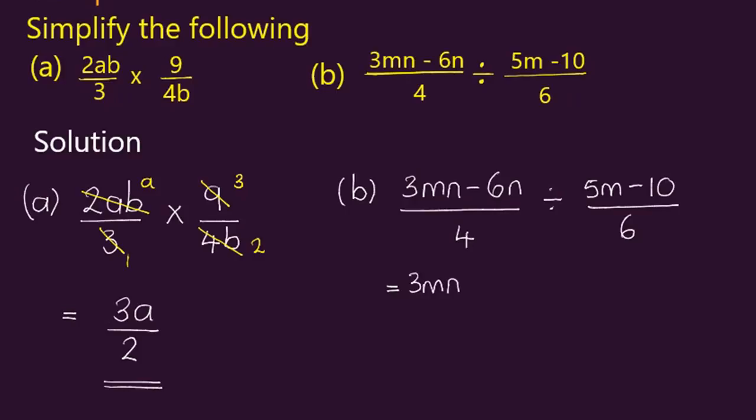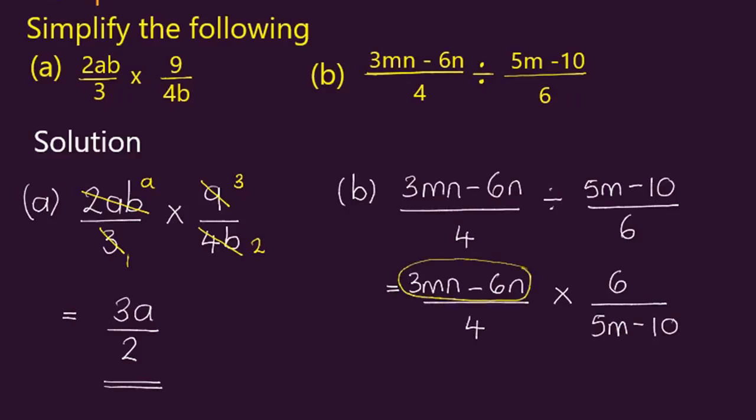So we have our 3mn minus 6n over 4, and we introduce a multiplication sign. Introducing a multiplication sign has the effect of causing the term that is to your right to invert. So we invert, it becomes 6 over 5m minus 10. Next thing here is we do what we did on part A, but in order for us to see if we can have common factors for the numerators and denominators, why don't we first factorize these algebraic expressions? Alright, so let's do that.